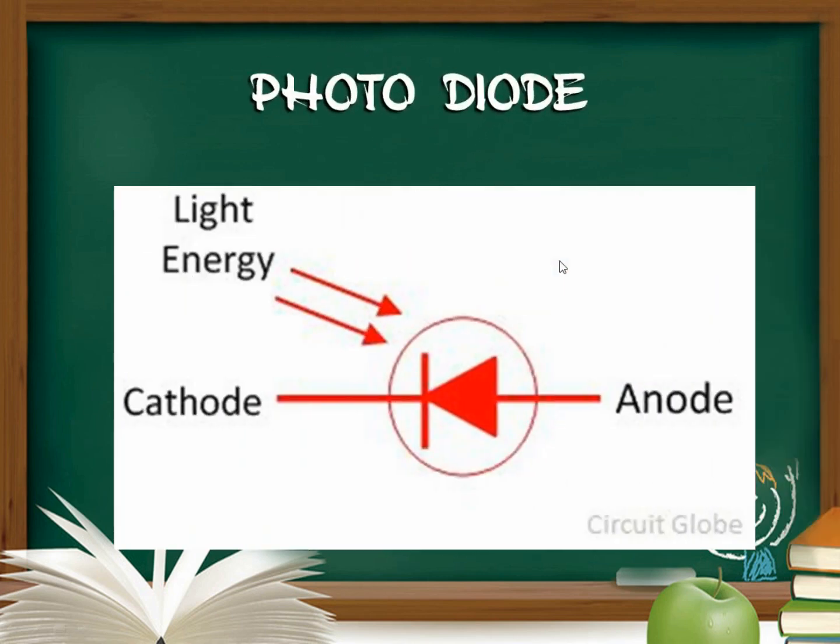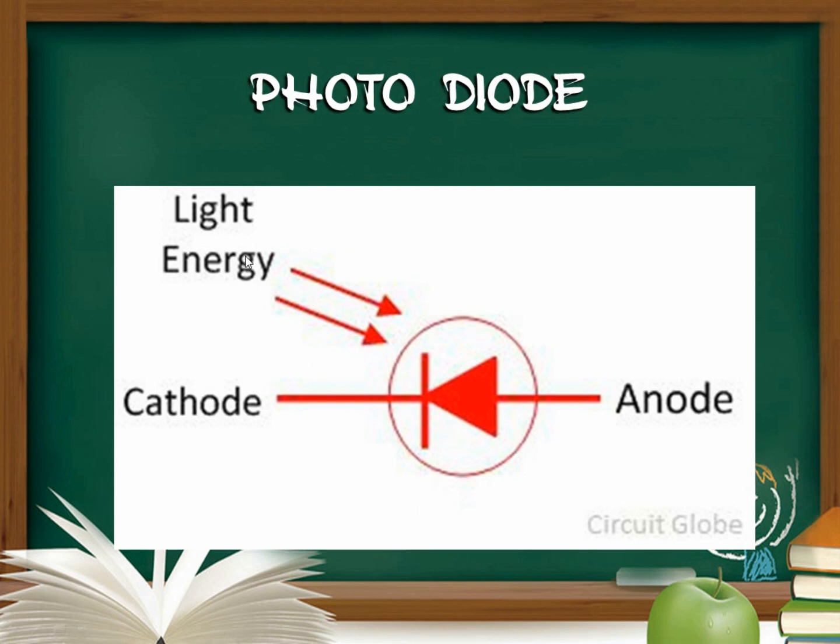The second one is the photodiode. And we have the circuit symbol or the component symbol like this. We have the anode and we have the cathode. But one major difference is that it receives light. Before a photodiode will work, it has to receive light. That is, it converts light signal to electrical current.